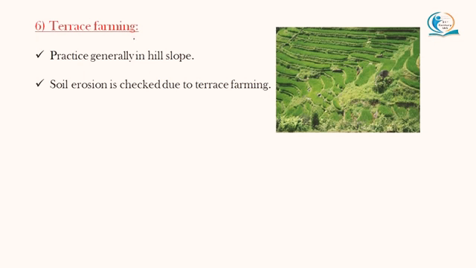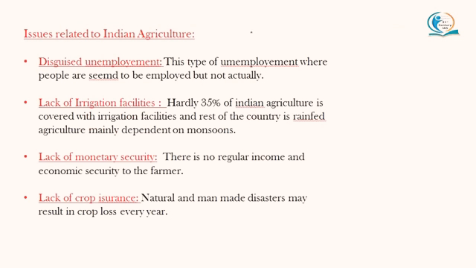Terrace farming. The name itself says that it is generally followed in the hilly areas, especially the hill slopes. Here in this picture, you can see the terrace type of farming where the flat lands are developed for the sake of growing the crops. The main advantage of this type of terrace farming is that it will check the soil erosion. This soil erosion is a consequence of the huge deforestation activity that is taking place for the development of industries. That's all about the major cropping patterns in India.